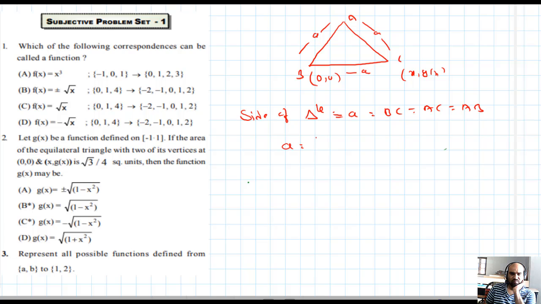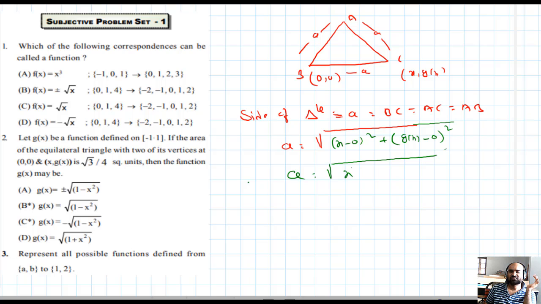A equal to, yeah, the BC length I want. BC, x minus 0 whole square. Everyone knows how to find the distance between 2 points on the coordinate plane: root over x2 minus x1 whole square plus y2 minus y1 whole square. So I can say g of x minus 0 whole square. This is the side: a equal to root over x square plus g of x whole square.